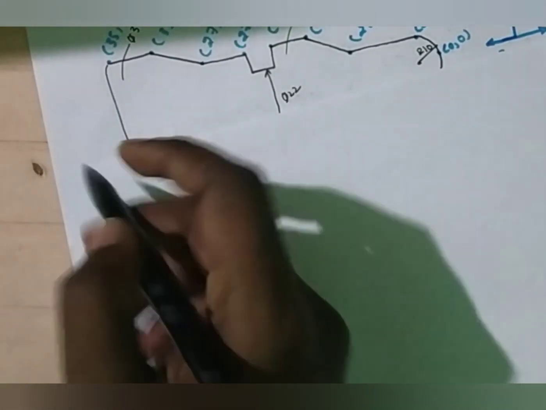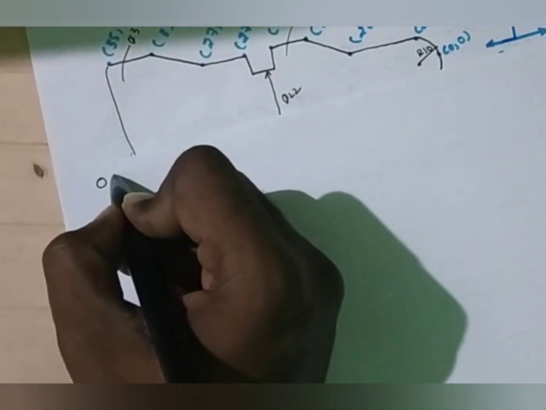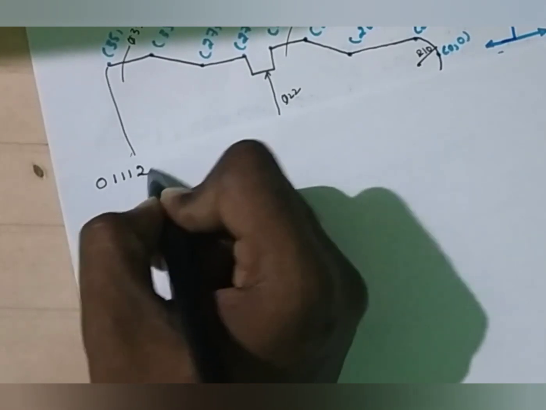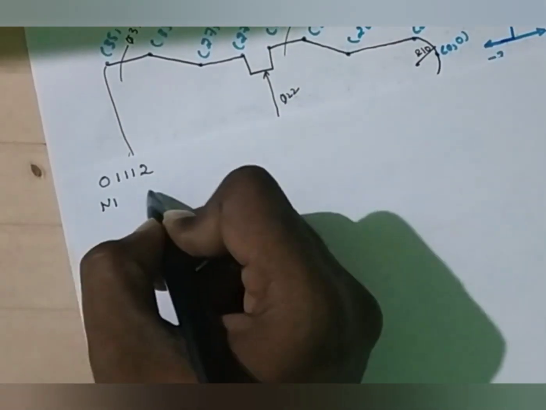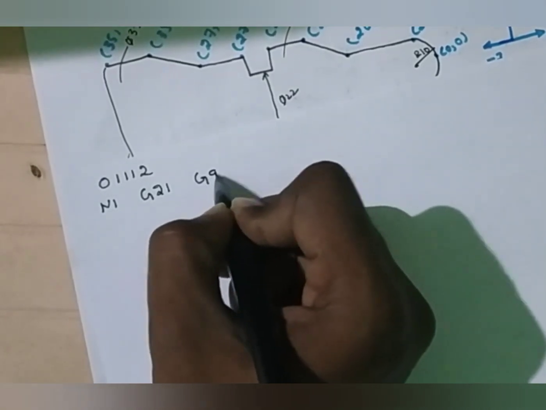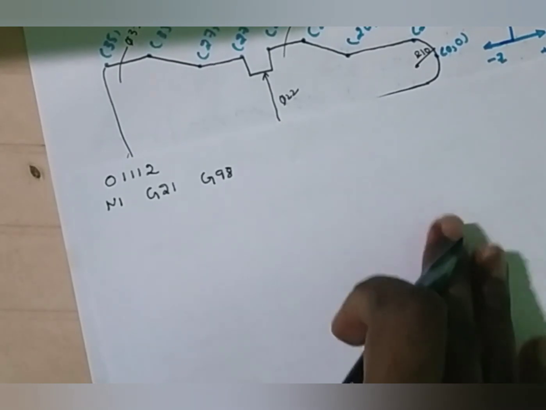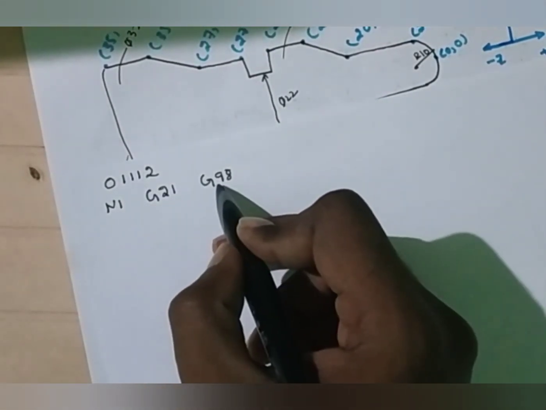Okay, the first step is O. O is nothing but the program number. Let it be 1112, or it may be any numerical value. And the second line, start with the block number, that is N1. The first line is G21 and G98. The first line remains the same for all turning programs. G21 means all dimensions are in mm. G98 is feed rate in mm per minute.